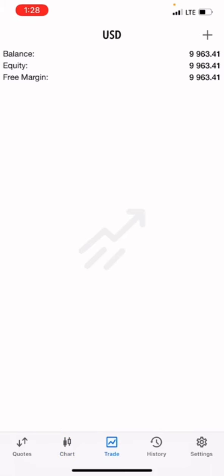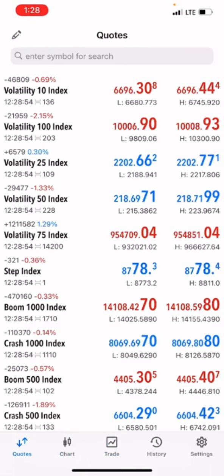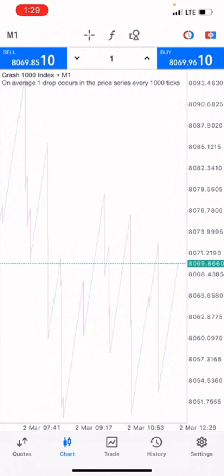Guys, you won't lose again using this strategy. I know what I'm talking about. It's a very simple strategy. You use it to buy Crash 1000 index. You only buy Crash 1000 index with this strategy. I didn't make mention of Boom. I didn't make mention of Crash 500. I only said you will use this strategy only to buy Crash 1000 index.